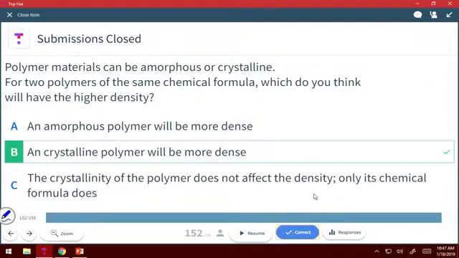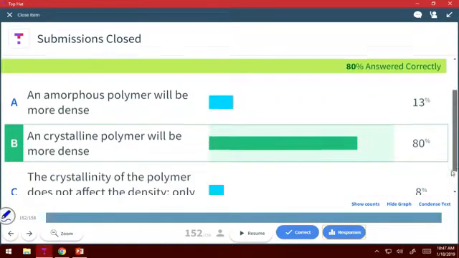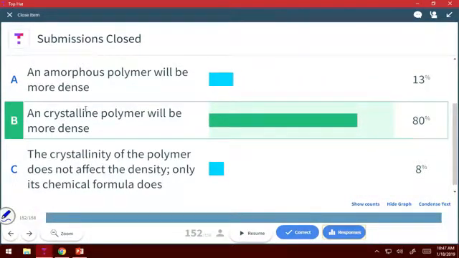Okay, so if we're thinking about density of polymers, whether an amorphous polymer will be crystalline or amorphous, and how that affects density, right? A crystalline polymer will be more dense because you can pack more of those chains within a unit cell. If it's amorphous, it's wiggling about, and you can fit less. Okay, so I hope that clears it up for those who answered A and C.